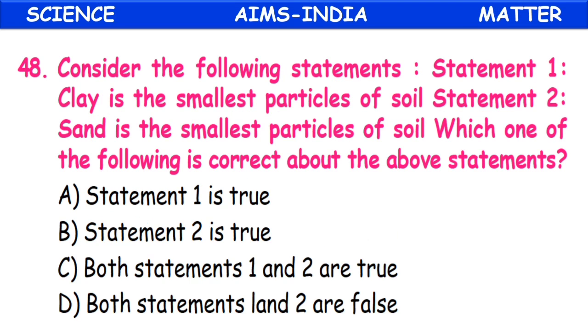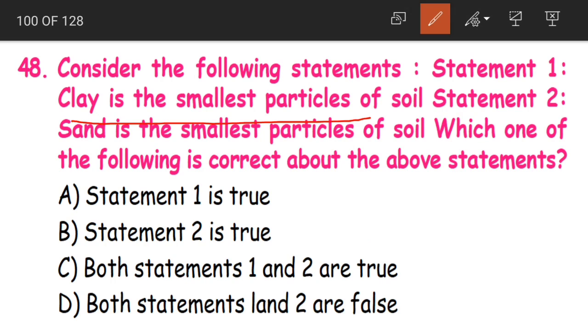Clear, children? Now 48th question, consider the following statements. Statement 1 is clay is the smallest particles of soil. Statement 2 is sand is the smallest particles of soil. And which one of the following is correct about the above statements? So statement 1, what is it? Clay is the smallest particle of soil. And statement 2 is sand is the smallest particle of soil. So which one of the following is correct about both the above statements? See, children, here clay and sand both are the smallest particles of soil. So that is why both statements 1 and 2 are correct.